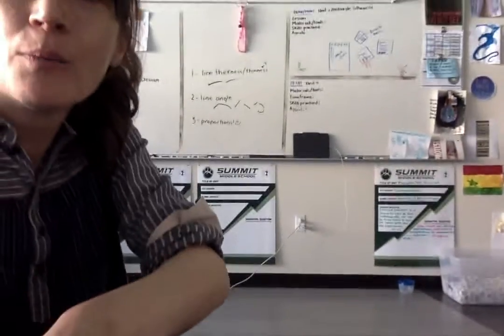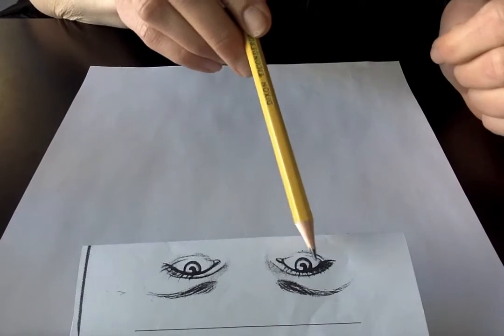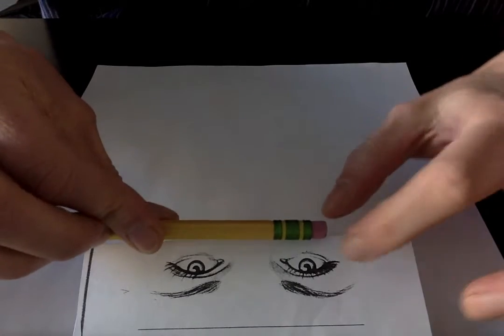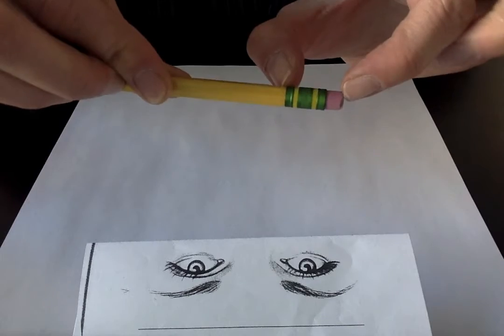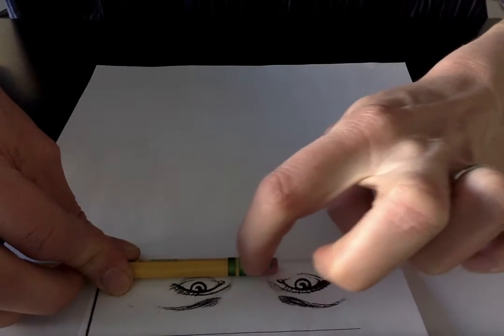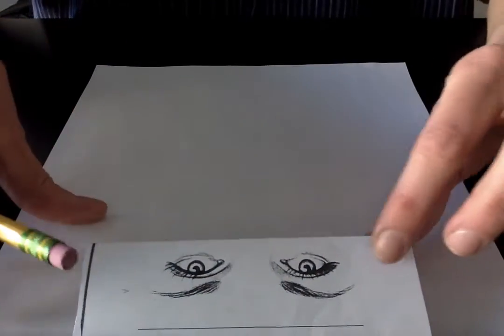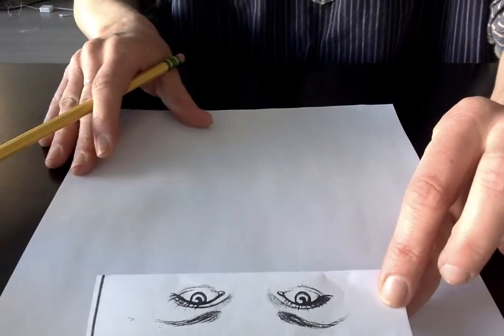Okay, next. 3. Proportions. Proportions is how big things are in relationship to each other. So when we're looking at the proportions of this eye, for instance, if I start at the eraser here in the corner of the eye and I go over to this side, the eye is about the size of this. And then if I put my pencil in between here, you can see that the space in between the eyes is the same size as the eye itself.